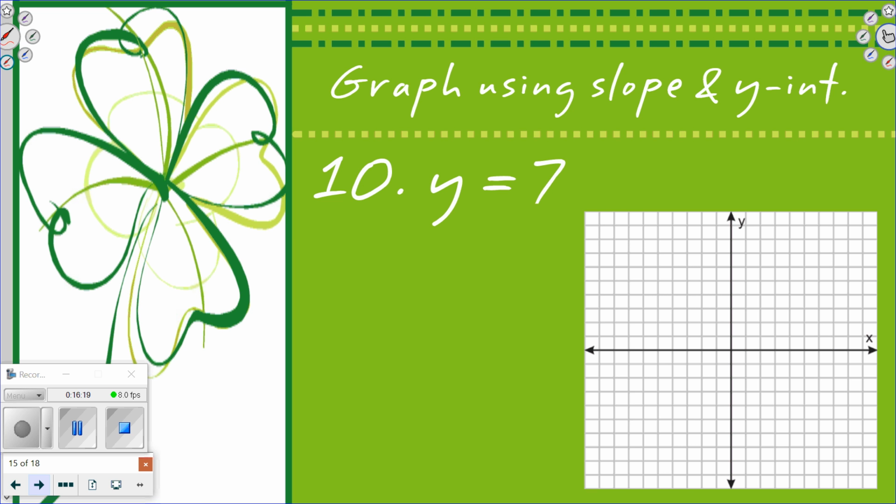Y equals 7. So where's your starting point? 7. My starting point's up 7. What's your rise over run? There isn't any. So if I'm never rising, is it a vertical line or horizontal? It's a horizontal line. If you're not sure, fall back on the XY table. Y equals 7. That means this is always 7, right?